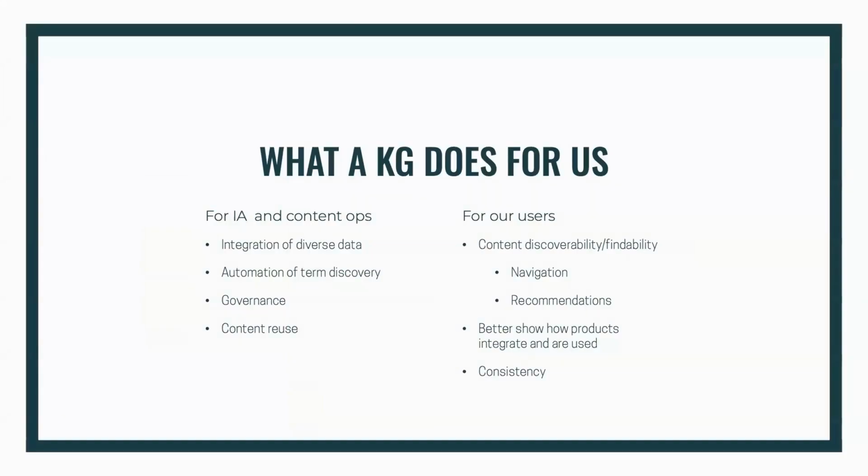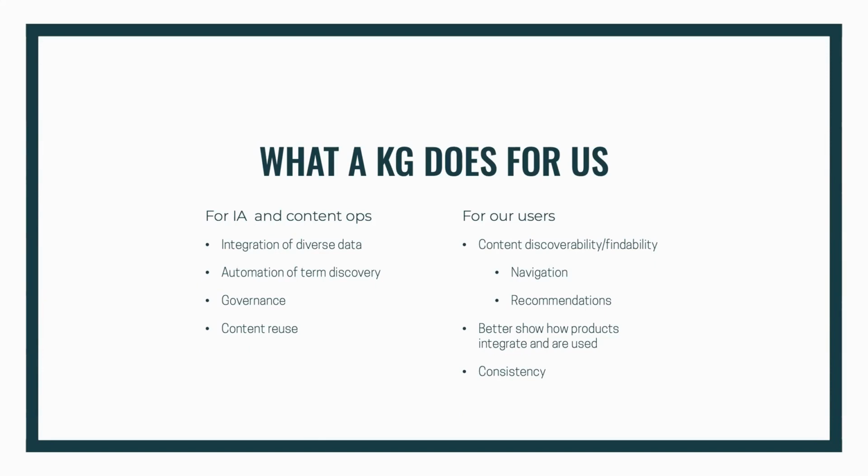And so what does a knowledge graph even do for us, outside of just content discoverability? For my team, the IA team, and our content partners, it's being able to integrate diverse data. When we get the question, well, why don't you just map to this organization's product taxonomy? We can say, okay, we can do that. We still have our own, but there is information that might be useful in that other taxonomy. And so we can map that.